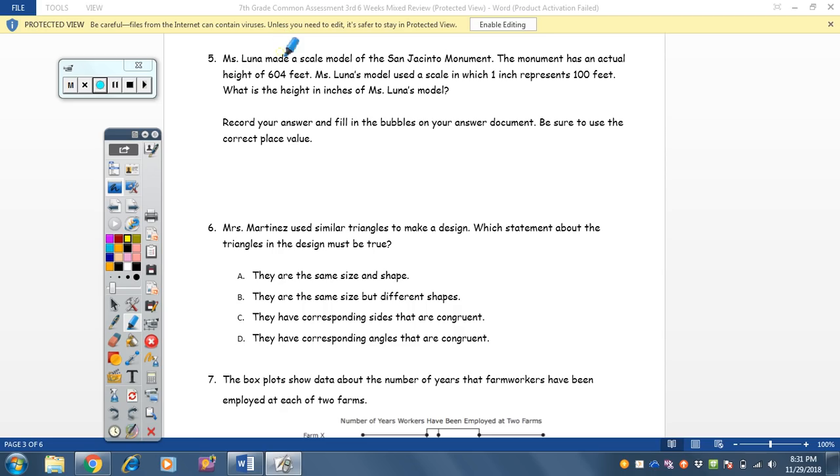Number 5, Ms. Luna made a scale of the San Jacinto Monument. The monument has an actual height of 604 feet. Ms. Luna's model uses a scale in which 1 inch represents 100 feet. What is the height in inches of Ms. Luna's model?